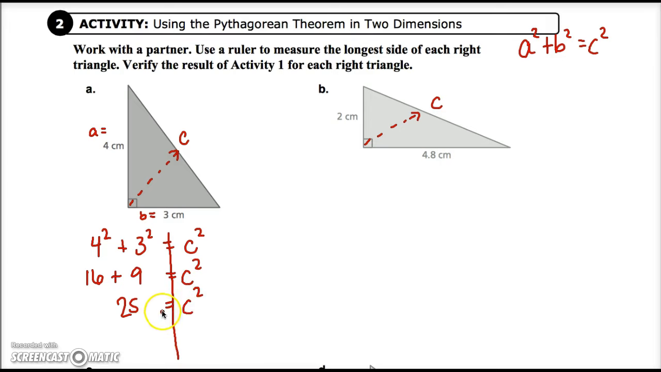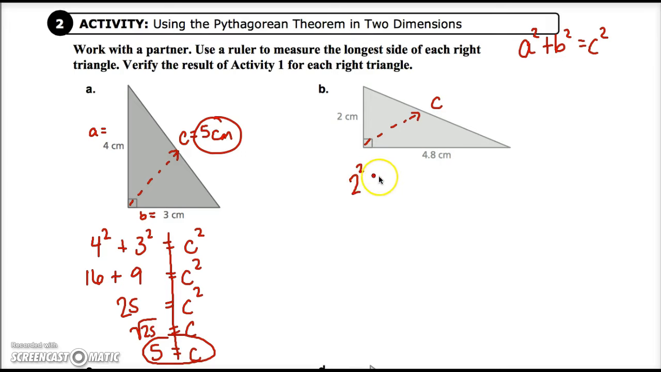Now, 25 is not your answer, because that's not what C equals. That's what C squared equals. And remember, to get rid of the squared, we take the square root. So the square root of 25 is 5. So the length on this would be 5 centimeters. Okay? Same thing on B. I'm just going to plug these numbers into the equation.